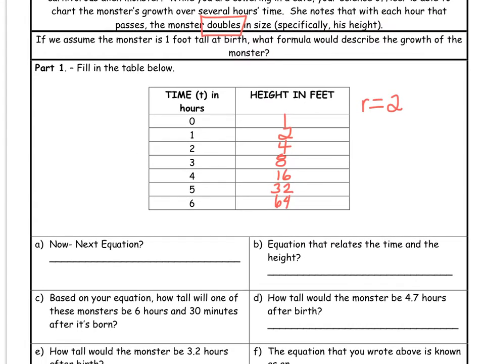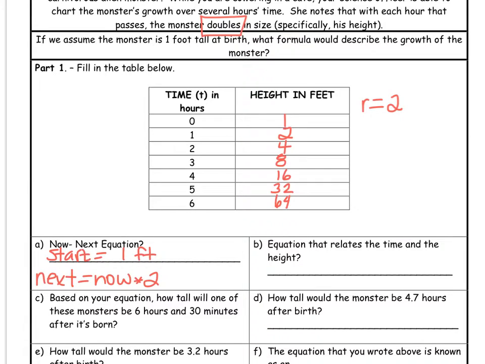So we're going to write a now-next. We did this in class on Monday. We did this in class yesterday. To write a now-next for this monster, our monster started at 1 foot, and our next equals now times 2. So we know it's not arithmetic because it doesn't have a constant rate of change. So it's geometric, which means we're multiplying by 2.